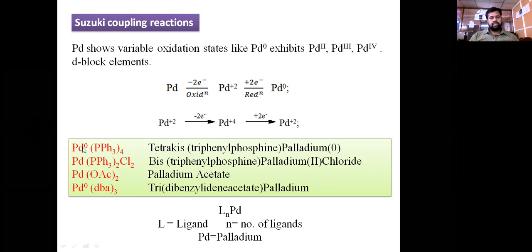The first one is tetrakis(triphenylphosphine)palladium(0). Another one is bis(triphenylphosphine)palladium(II) chloride. Another one is palladium acetate. The fourth one is palladium dibenzylideneacetone. So here we can denote this palladium catalyst with LnPd. L is ligand, and n is the number of ligands, and Pd is palladium.